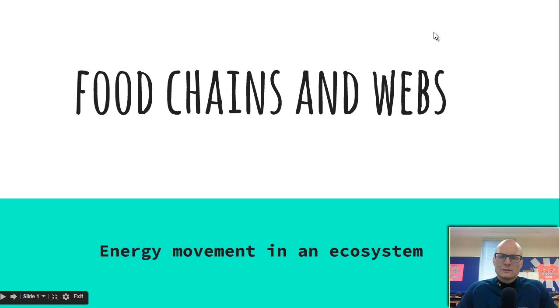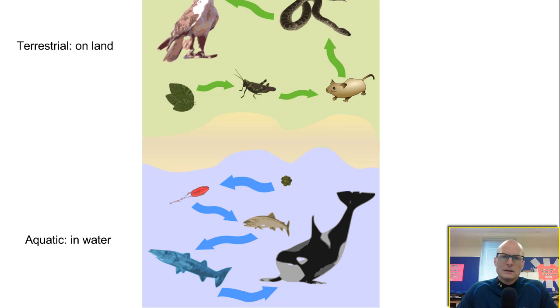Short review of food chains and food webs, how energy and matter move through an ecosystem. Two primary types of food chains: terrestrial, or those on land, and aquatic, those in water. Food chains are easy to identify because of the single path that you see on the screen.